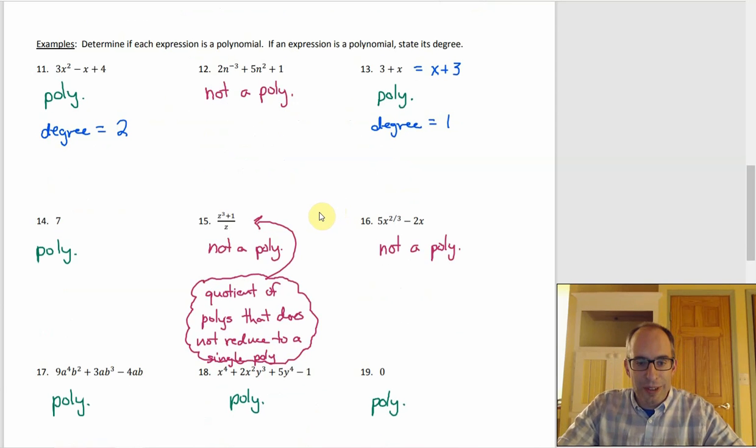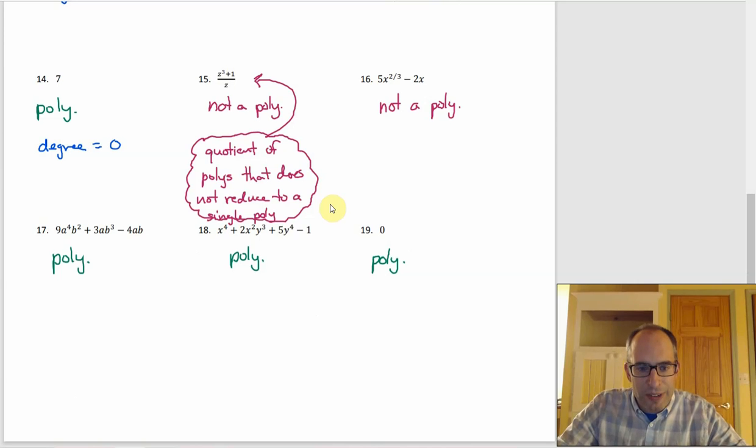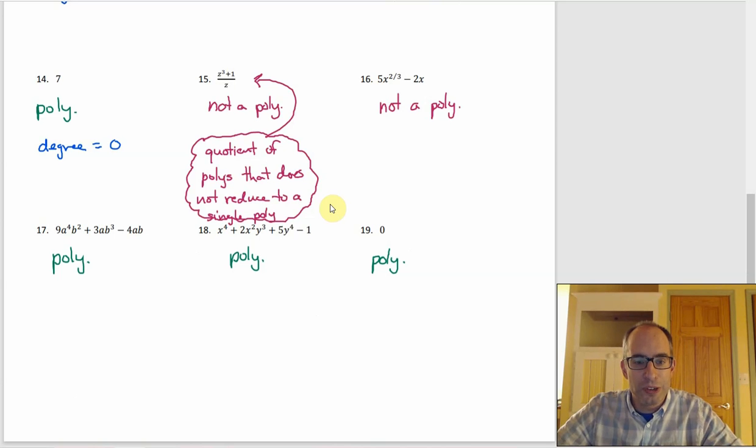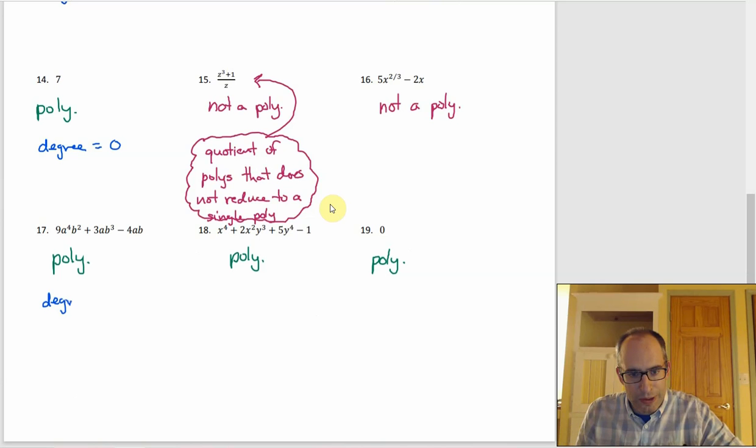Let's see, 7, a constant is going to have degree 0, right? So degree equals 0. We can skip 15, 16. 17, let's see, if we go term by term, first term is a 6, because you got 4 plus 2. Second term is 4, because you got 1 plus 3. And third term is 2, because it's 1 plus 1. So 6 and 4 and 2, the biggest is 6. So here, the degree is 6.